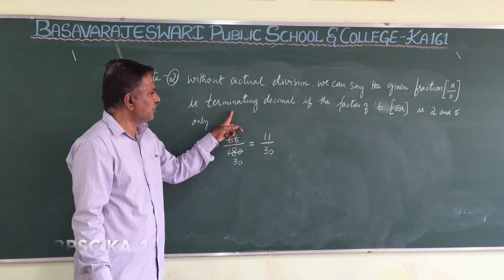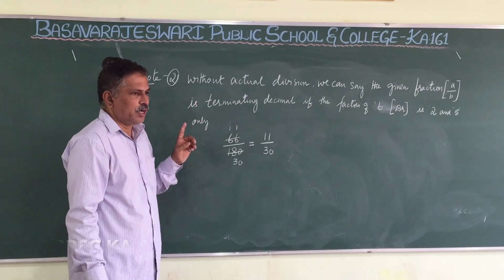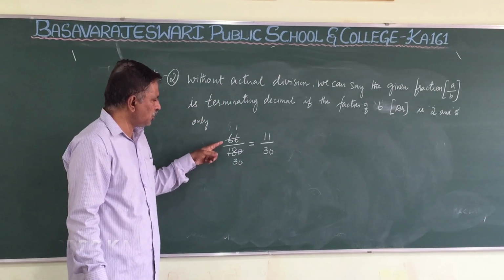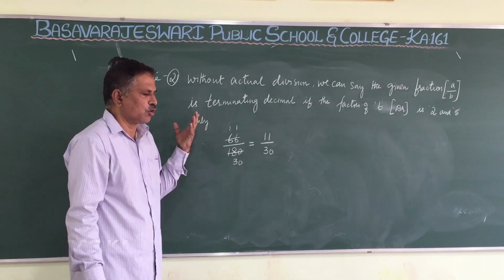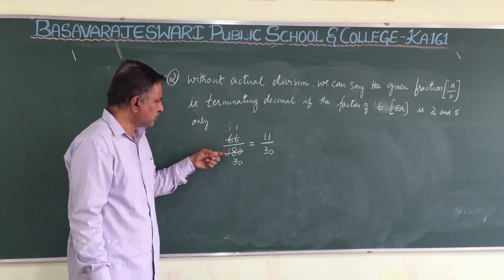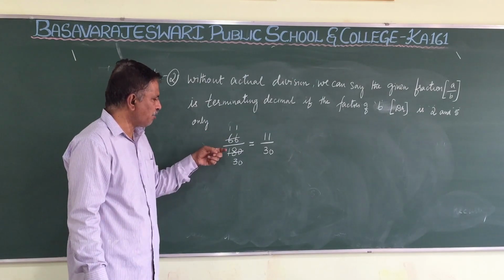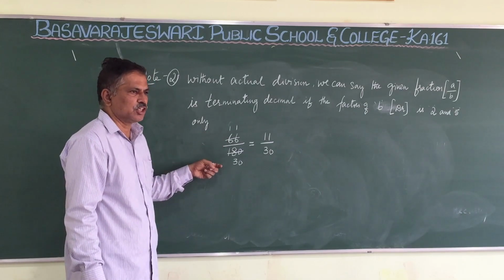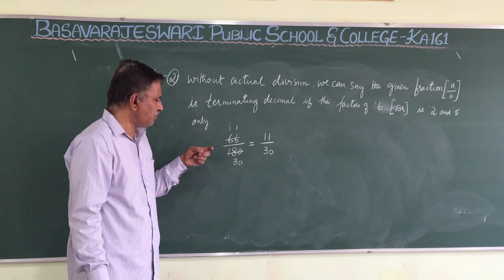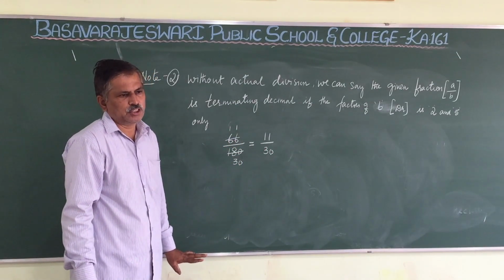In order to check whether the given fraction is terminating or non-terminating, first you have to see whether the given fraction is in the lowest form or not. Earlier too it was in the lowest form. Here 66 divided by 180 is not in the lowest form because both can be divided by 2, by 3, and by 6. So when I divide by 6, I get 11 by 30. Definitely this is in the lowest form.